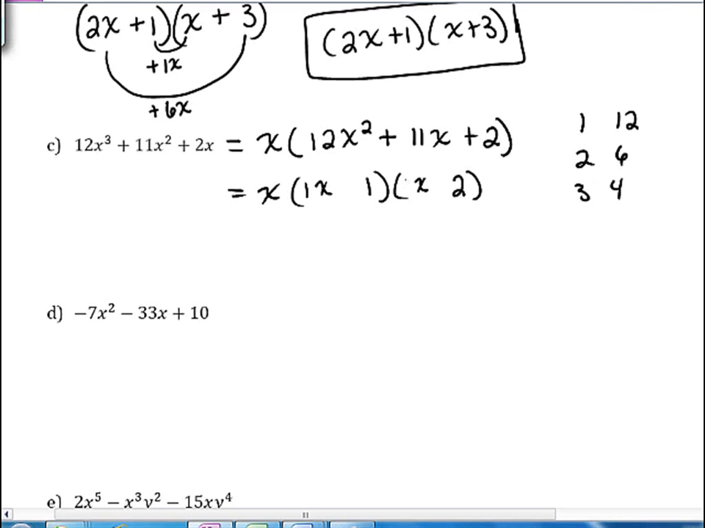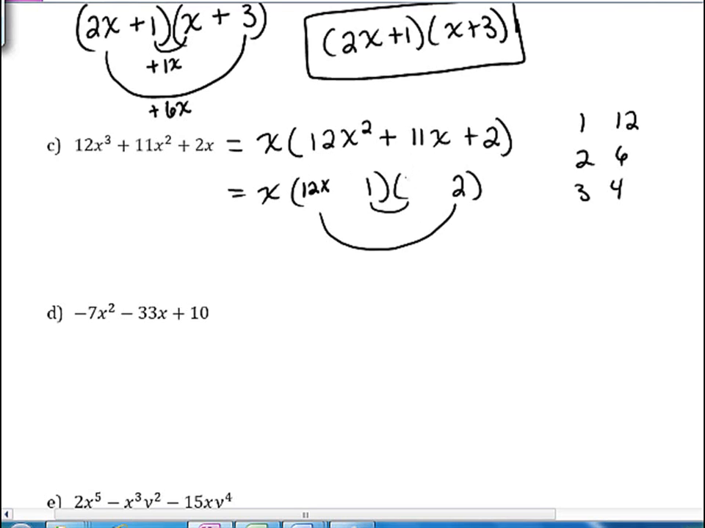So put a 1 in front of the first x and a 12 in front of the second. And then when I do FOIL, when I do the inners, I get 12x. And when I do the outers, I get 2x. And what I need to have for my x term is 11x, and there's no way to create 11x with 12x and 2x. So that was the wrong set of numbers to use. We can try the 1 and the 12 in the other order and see what happens there.